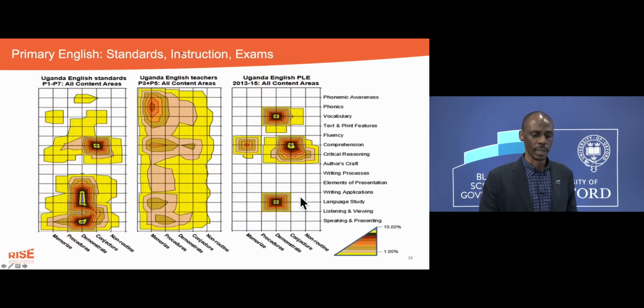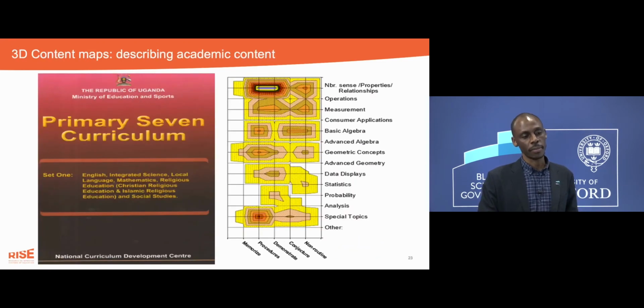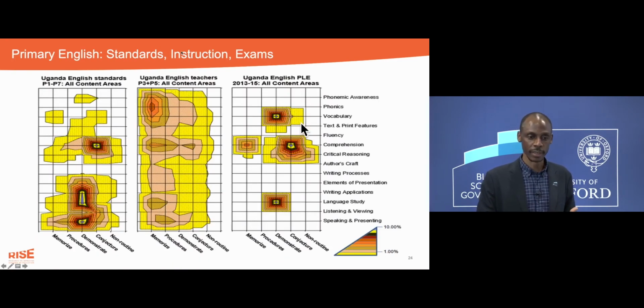So as an output, I use an illustration here of the primary 7 curriculum standards in Uganda. I take the mathematics one, and this is the output. We have a 3D content map that represents all the content that is embedded inside this curriculum standard or syllabus. On the y-axis, we have the topics and subtopics. On the x-axis, we have the levels of cognitive demand. And then on the z-axis, we have the contour lines and color bands that indicate relative emphasis on each intersection of topic and level of cognitive demand. So the darker areas indicate more emphasis, and the lighter areas indicate less emphasis.